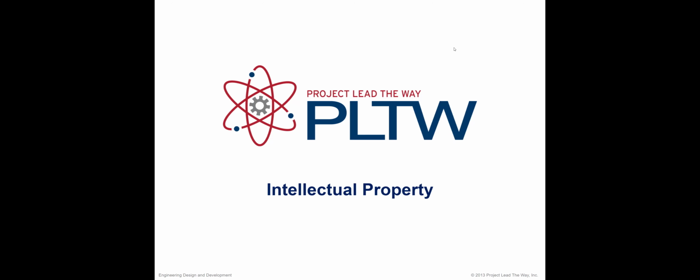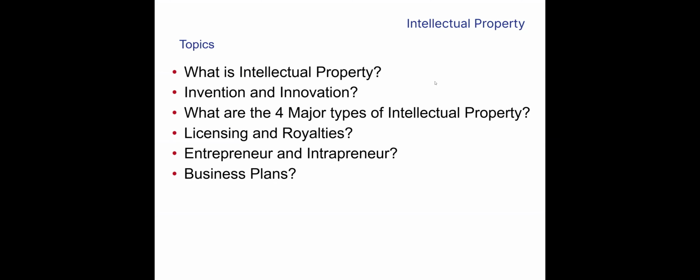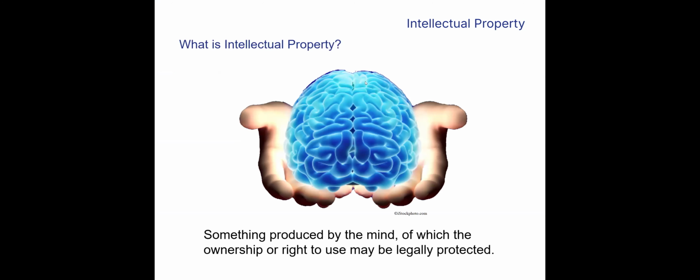So, intellectual property. Again, like we said first day, the purpose of the course is to look at the design process and understand it, how it's documented. However, as we have said, we may come up with some ideas that become patentable. Not the goal, of course. That's not what we're doing, but it could happen. So let's talk about intellectual property, invention versus innovation. What are the types of intellectual property? Licensing, royalties, what's the difference? Entrepreneurs, business plans.